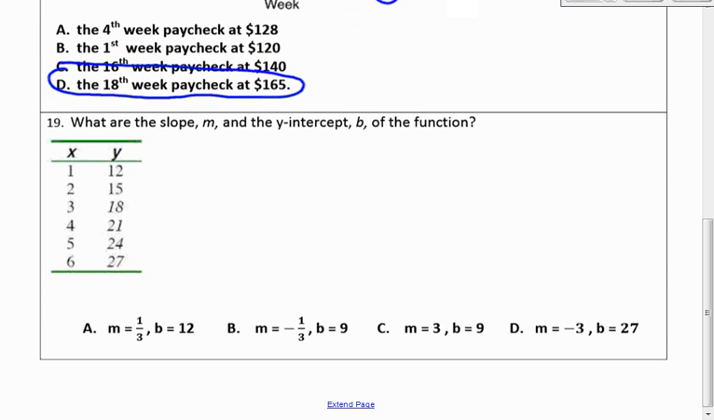For number 19, what are the slope and y-intercept of the function below? Again, to find the slope, you're going to use y2 minus y1 over x2 minus x1.